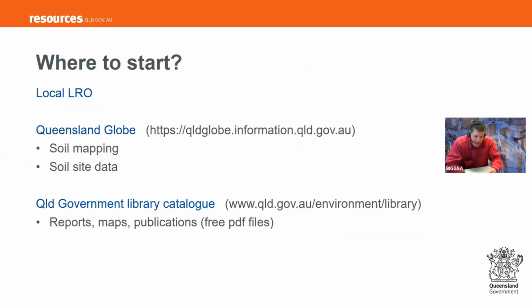So where do you go to get some of this info? The starting point for Queensland, a bit like most of the other states now, is a spatial web portal. Ours is called Queensland Globe.